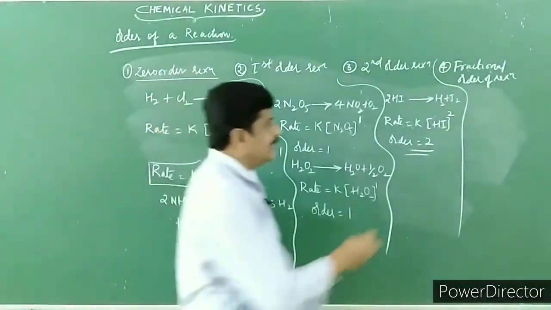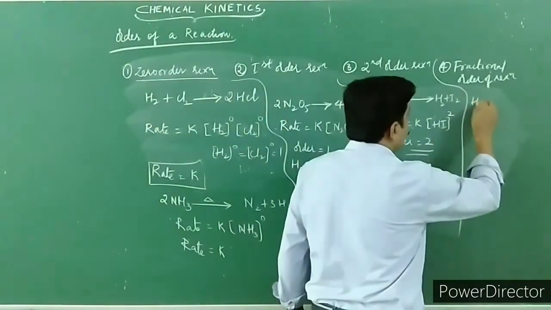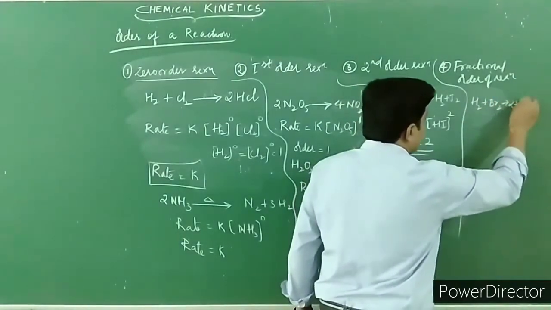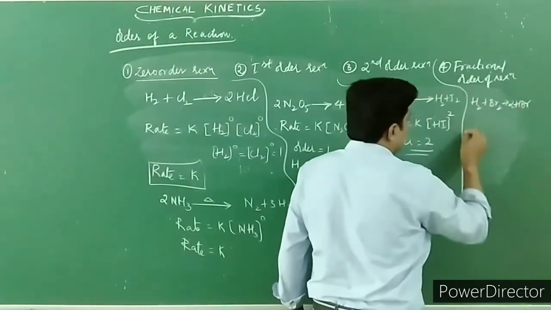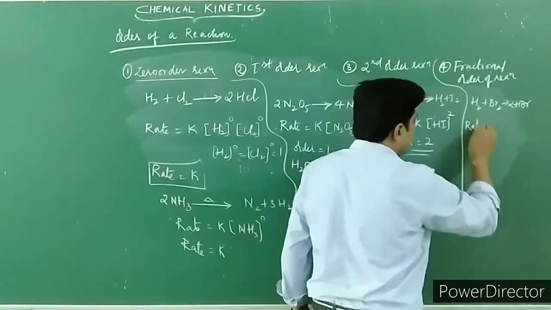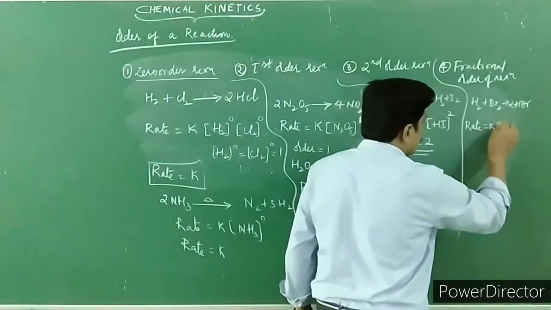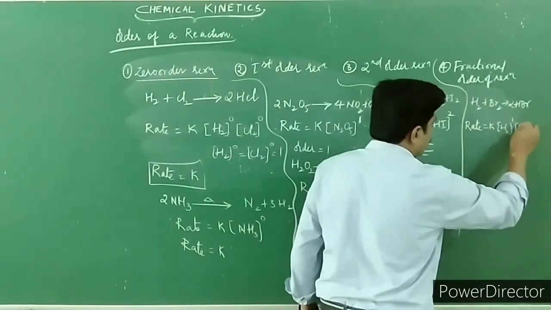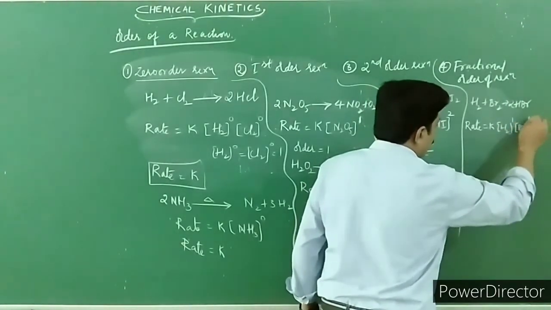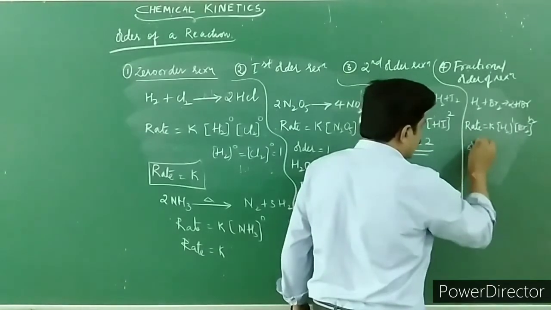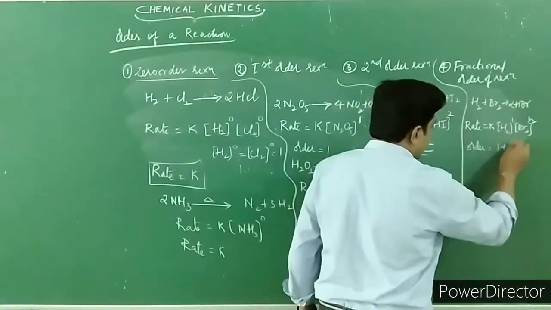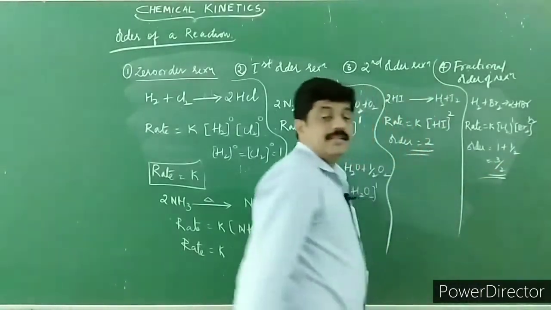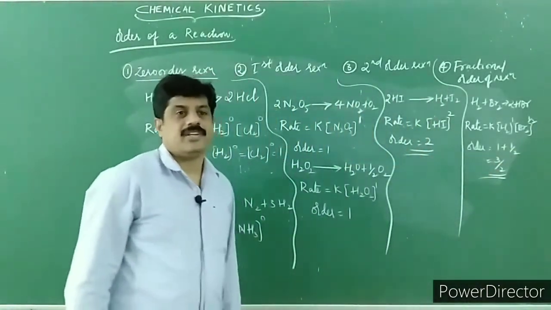Just now you have learnt that hydrogen combines with bromine to form 2HBr. Children, in that case, after conducting the experiment, I write the rate law expression. You would see that H2 raised to 1, molar concentration of bromine raised to 1 by 2. So order is equal to 1 plus 1 by 2, that is equal to 3 by 2. This is what a fractional order of reaction is.